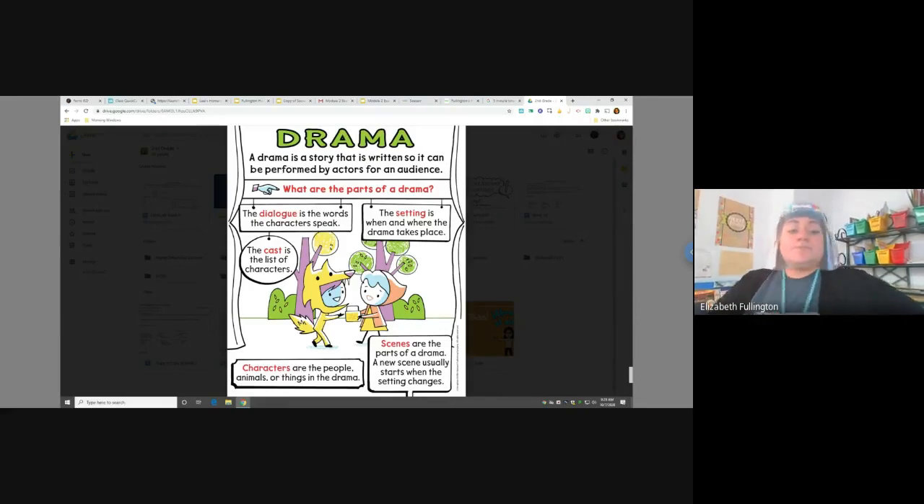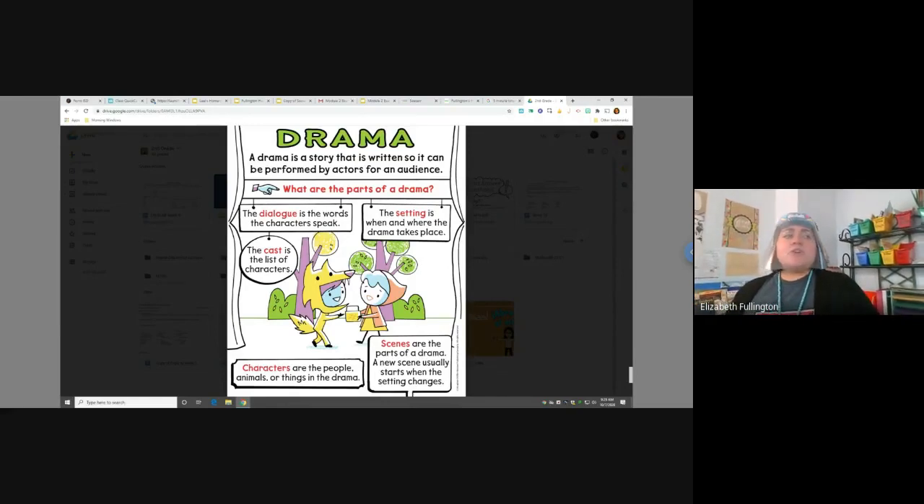I see something. It says here, scenes are the parts of a drama. A new scene usually starts when the setting changes. Remember the background of the play? It always changes. We can't go to those different locations, right? It would be next to impossible to have a play go to different locations. Do you see yourself in your mom and dad's car going to different places for the play? No. Would you go to the forest and then go to a grandma's house? No, that's not part of a play.